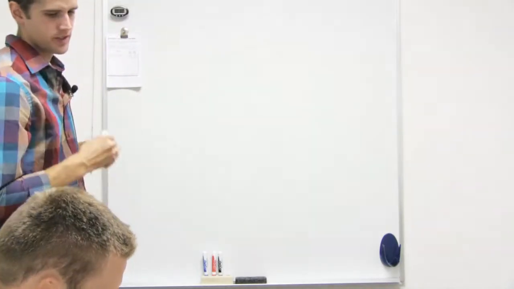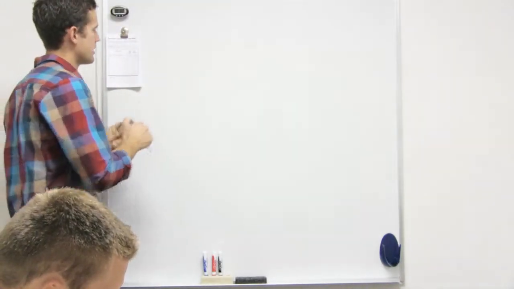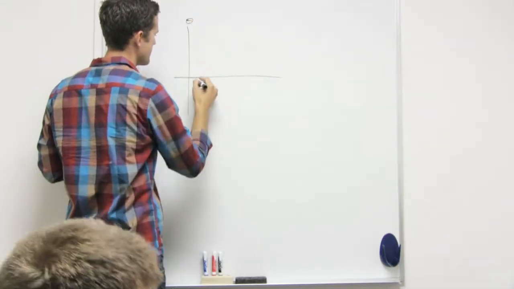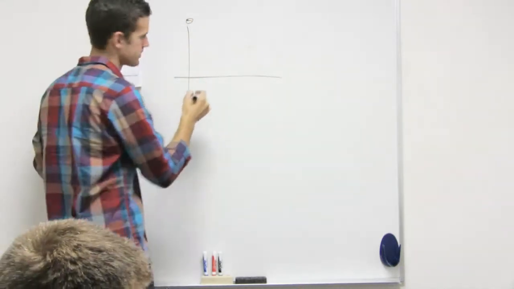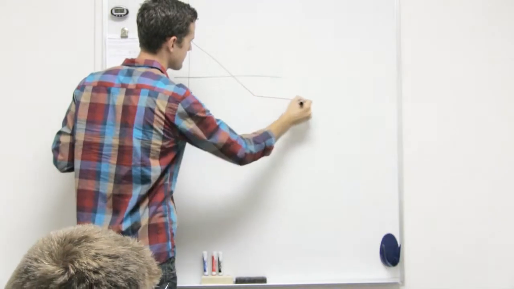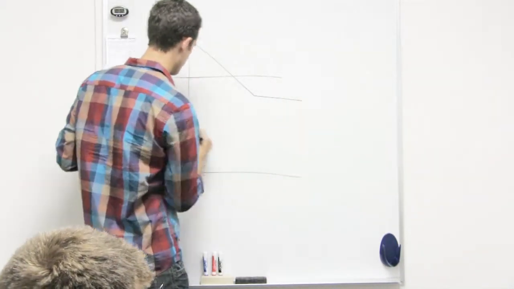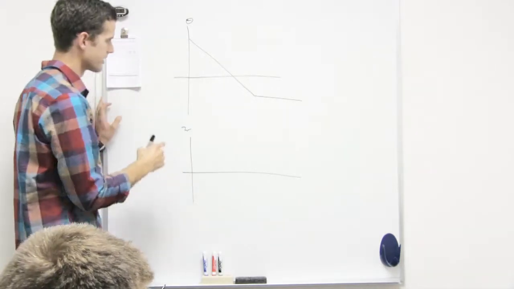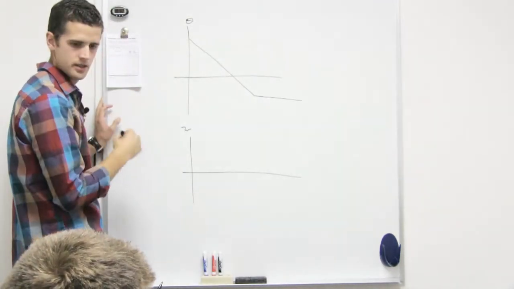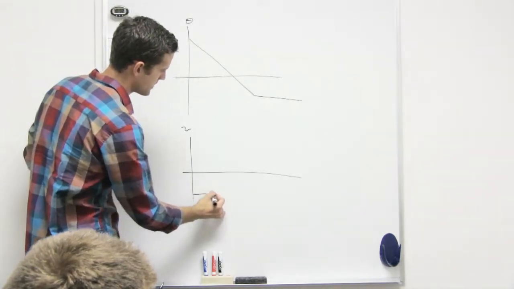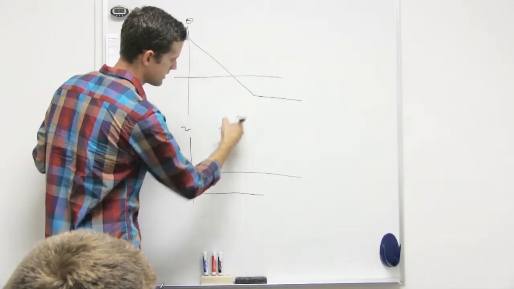The only difference is what it's representing. So, you've got angular position. What is this one? It goes like this. And then you've got angular velocity. So what would your angular velocity be here? It would be negative, and it would just be constant until here. Then zero.